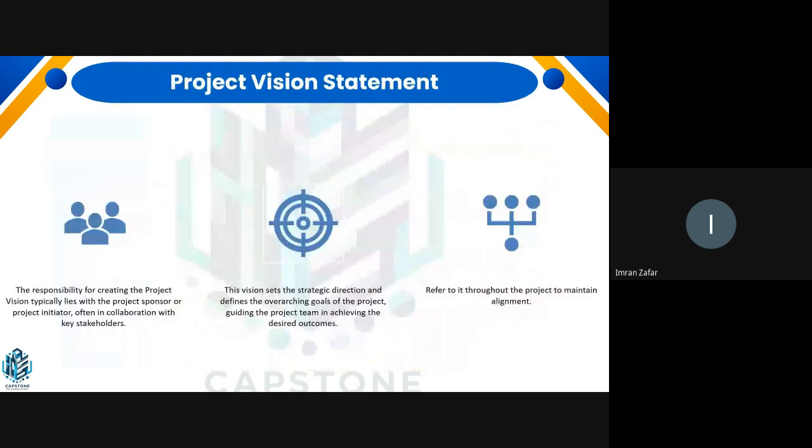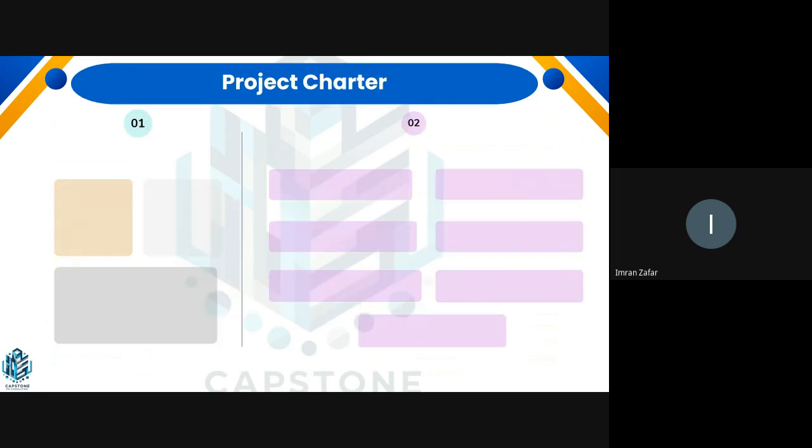Once we move forward, obviously we need to have a project vision statement. This is something that is normally created by your project sponsor or initiator, and it tells about the strategic direction and overall goal that the project is trying to achieve, and you need to remain aligned with it throughout your project. So now comes the project charter.